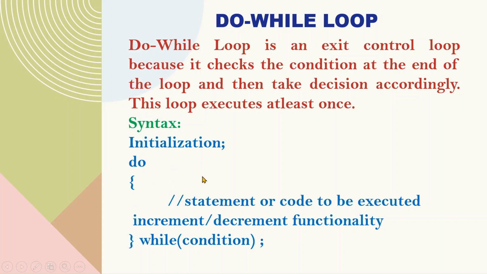If you see for and while loop, in the for loop also we are testing the condition initially. While loop also we are testing the condition initially. If the condition is true, then only we are going to enter into the block. But here we are checking the condition at the end of the loop. So that's what it is called as exit control loop. You need to terminate with a semicolon. So this loop executes at least once.